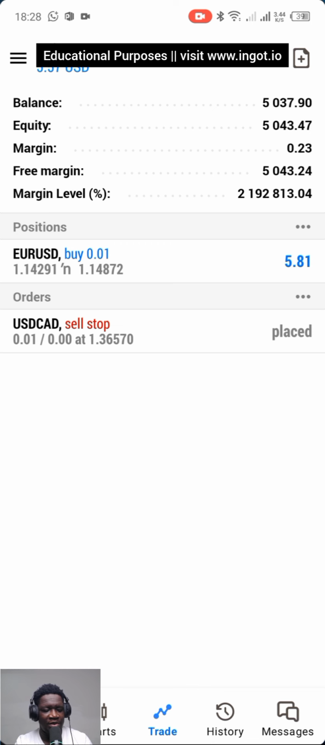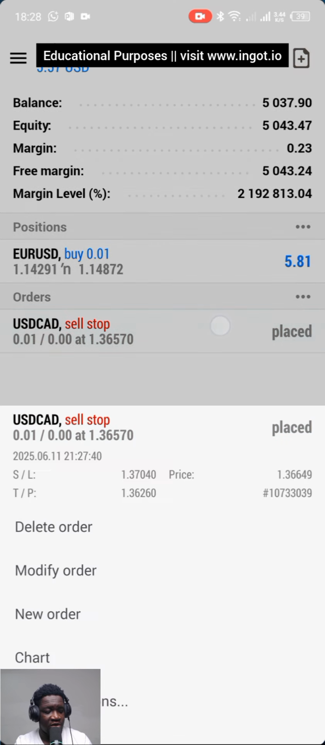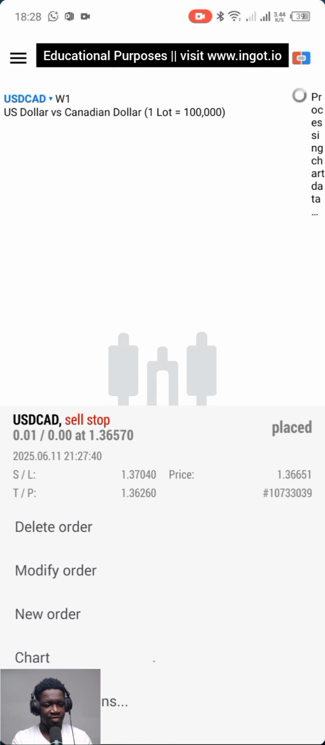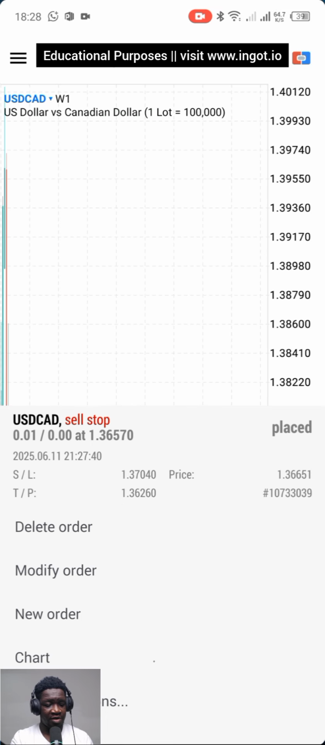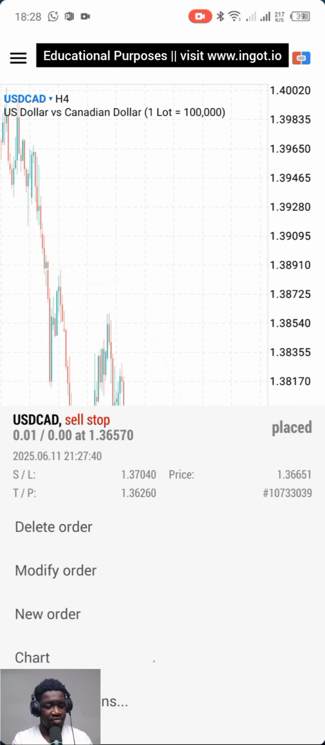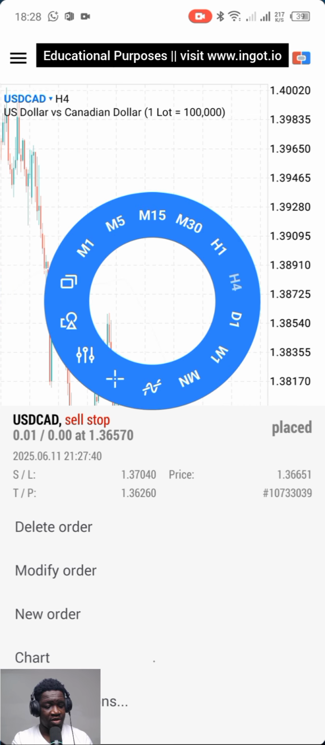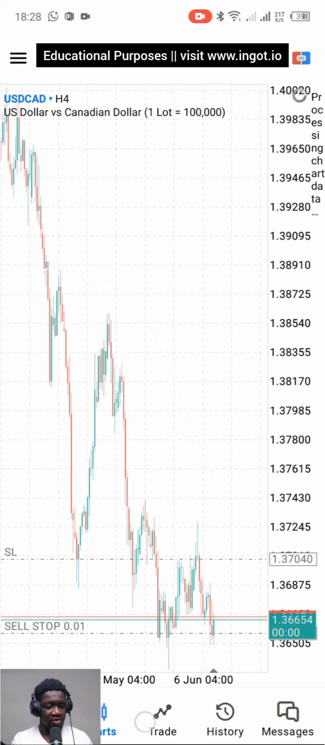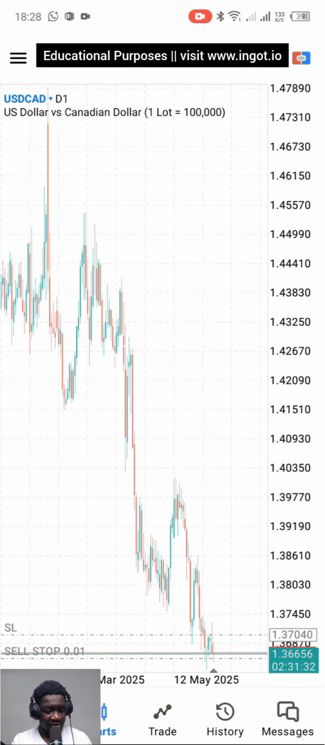If you want to see what's happening, you long press it like this, go to chart. And then choose, let's say, 4 hour. Okay, a moment. Okay, so sell stop. The price is up here. Let's look at daily so that we can have it clearer. Okay, the price is up here.